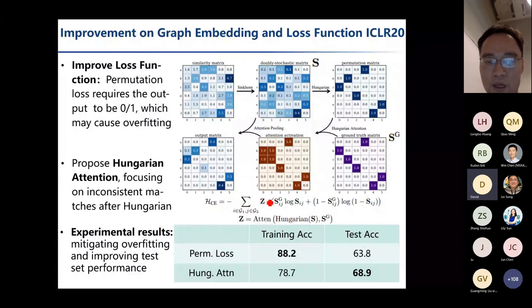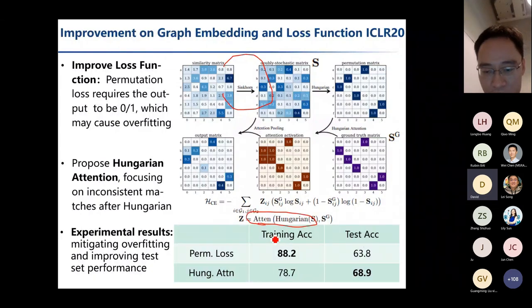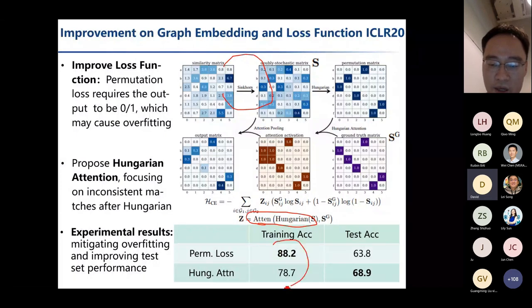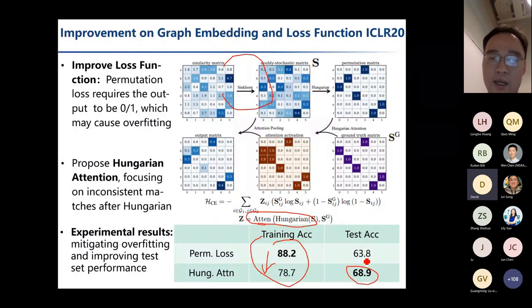The other thing is about the training. We know we're using Sinkhorn normalization, which ends up as a doubly stochastic continuous prediction. But in inference, eventually we need a discrete matching, a permutation. So there is a gap between training and inference. In our strategy, we try to discretize the prediction. We use the Hungarian or attention mechanism to encourage the prediction to be more discrete in training. That will better align inference with what we want, a discrete solution. This mechanism will hurt the performance in training accuracy, but it will be better in the test phase. So this is our ICLR 20 work.